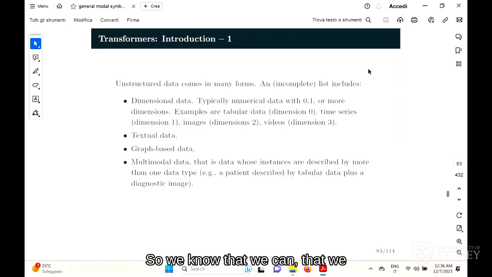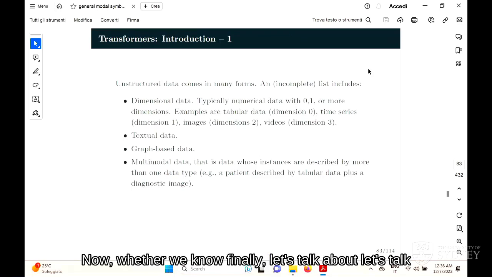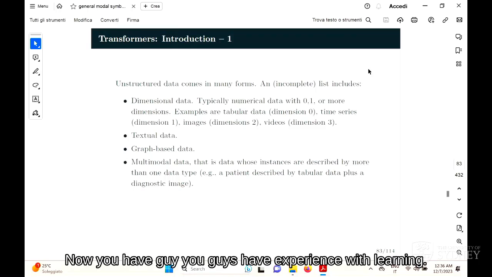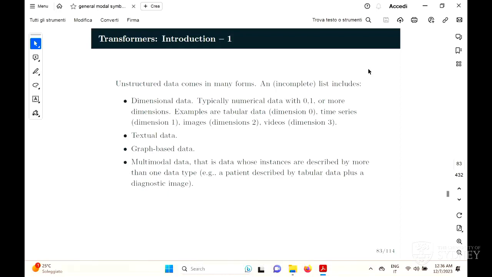Okay then. So we know that we can do this. So we know what interval temporal logic is now. Now that we know, finally, let's talk about real data. Now you guys have experience with learning. You said that, right? What does your data look like?